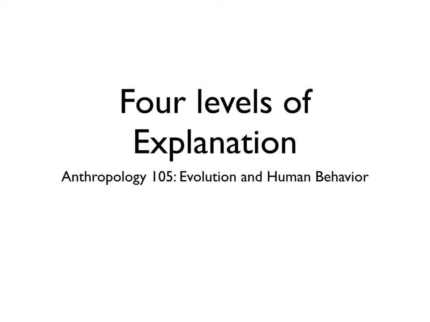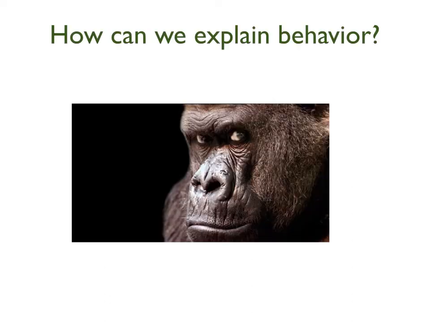Hello and welcome to the presentation on the 4 levels of explanation, Redux. We've already had this lecture topic in this class at the very beginning, but it's such an important concept to grasp that I really wanted to have a review and a deeper explanation of these different perspectives we can use to explain behavior. And that's been the whole question of the class. How can we explain behavior? In particular, how can we explain human behavior as different from other primates and other animals?